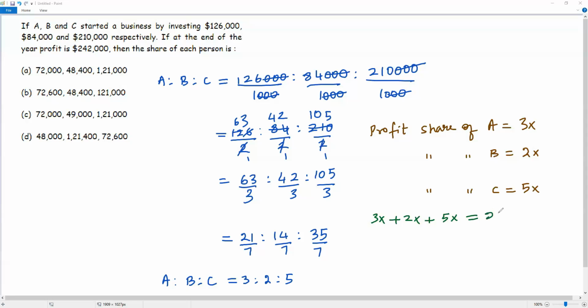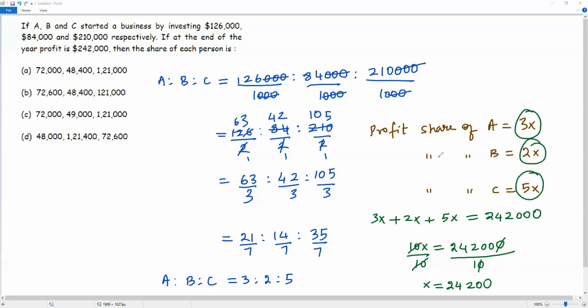The addition of these three quantities is equal to 242,000. When I add all three values, I get 10X equal to 242,000. To solve for X, I divide both sides by 10, so 10 cancels out. I get X equal to 24,200. Now I got the value of X. I have to plug X equal to 24,200 into 3X, 2X, and 5X to know the profit shares of A, B, and C.